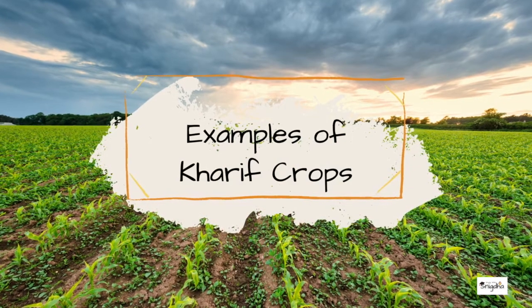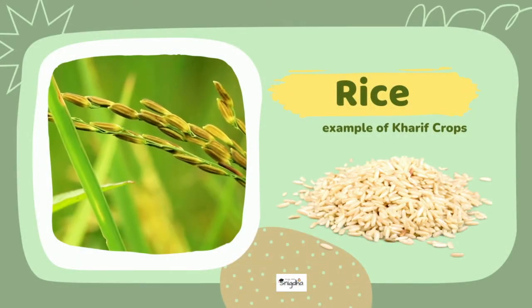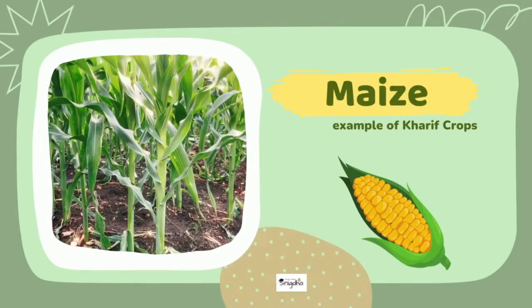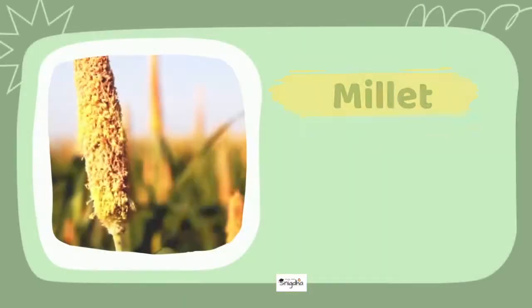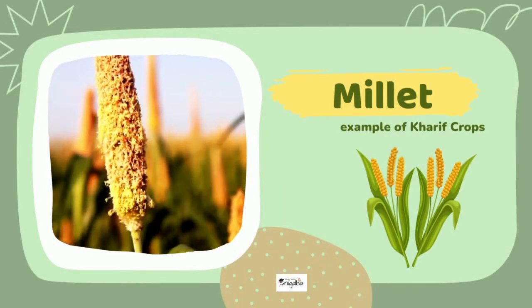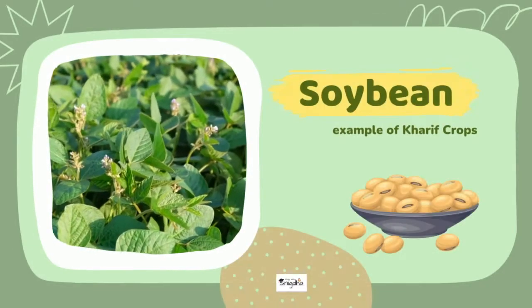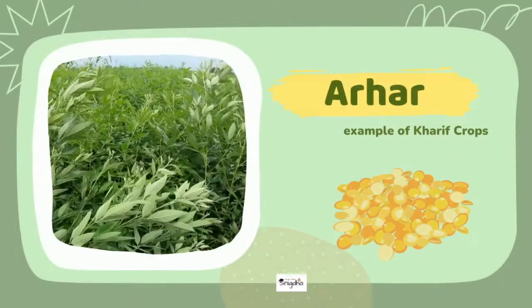Some examples of Kharif crops are rice, maize, millet, soybean, arhar, cotton.